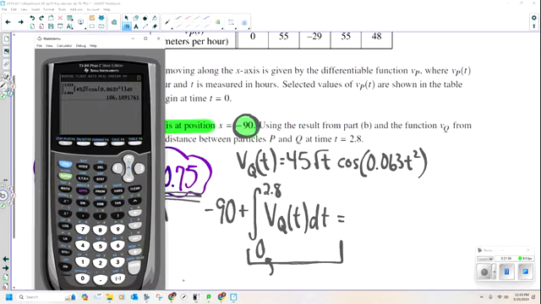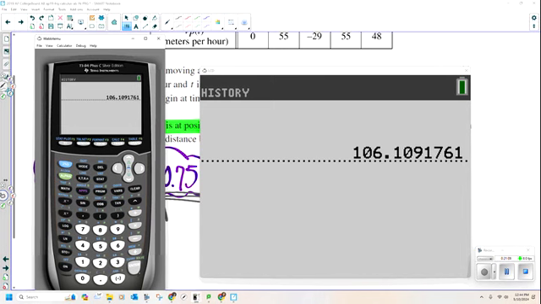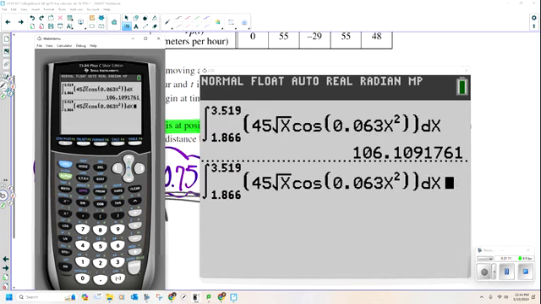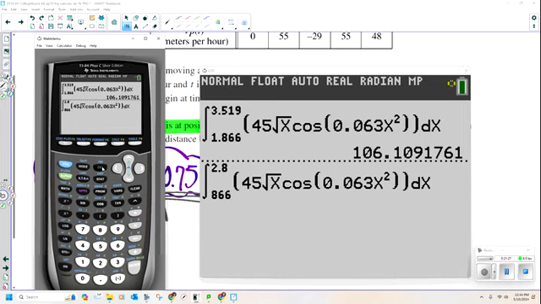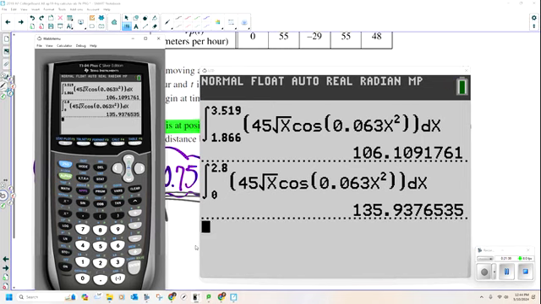Let me do this right now. I am going to be lazy and copy this. I know I don't have a -90 there, that's fine. Let's figure out what this is first. My bounds are going to change: 2.8 is going to be my upper bound, and 0 is going to be my lower bound. If we do this right, that yellow circle near the battery is still spinning, which means it's calculating. 135.937, that 7 will round up to an 8.